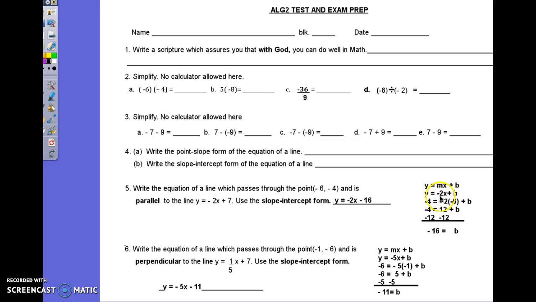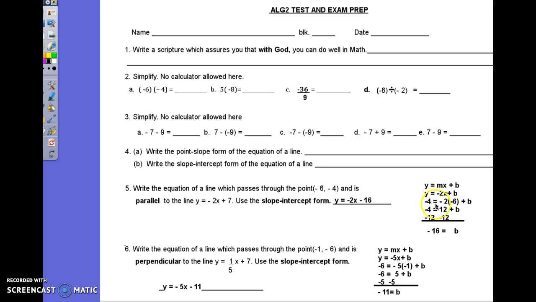Essentially, this would be your answer, except that you don't know the b. So we have to find out what the b will be. That's the key. Once we find the b, we write y equals -2x plus whatever the b is. Who remembers how to find the b? Since we know that -6, -4 satisfies the line we're looking for, wherever we see x, we put -6, so -2x becomes -2 times -6. Wherever we see y, we put -4.